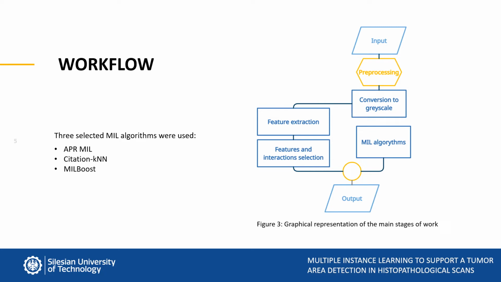The last step was using MIL algorithms and quality assessment. The quality of prediction of three selected multiple instance learning algorithms, APR-MIL, Citation KNN, and MILBoost, was evaluated for three different datasets, containing only features, only interactions, and both features and interactions.